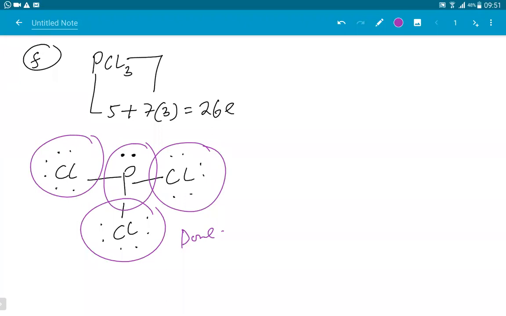So ideally, you distribute the electrons and you make sure that the octet rule has been followed. That's the most important thing. You make sure that the octet rule has been followed here.